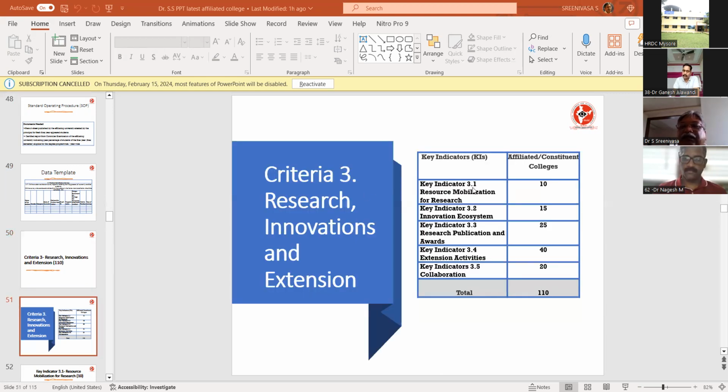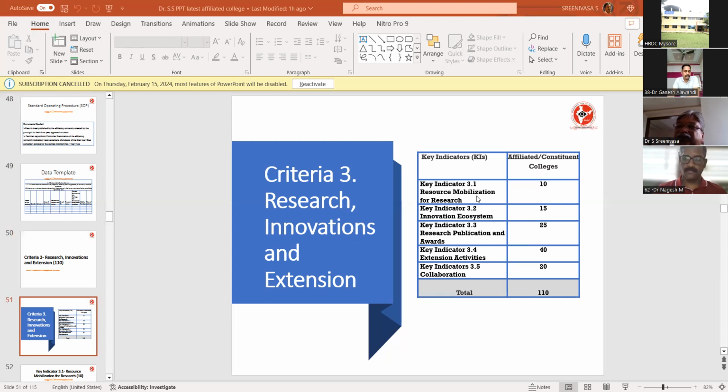Again, there are 5 key indicators. The first one is resource mobilization for research. How you will get the money, how you will mobilize the money for doing the research.